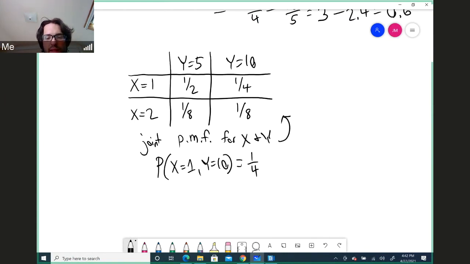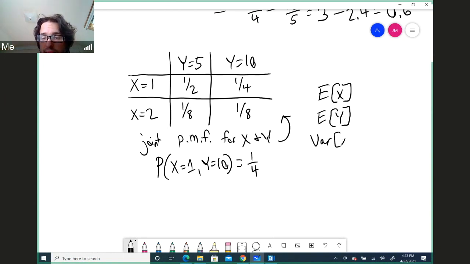But you might be asked questions. You might be told, given this joint PMF, tell us what E of X is, or what E of Y is, or tell us what the variance of X is, or what the covariance of X comma Y is. These are all valid questions that could be asked, and you should hopefully know how to do this, or if not, maybe review exam 1 on how to do that.